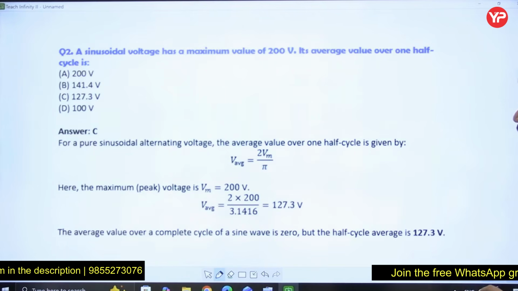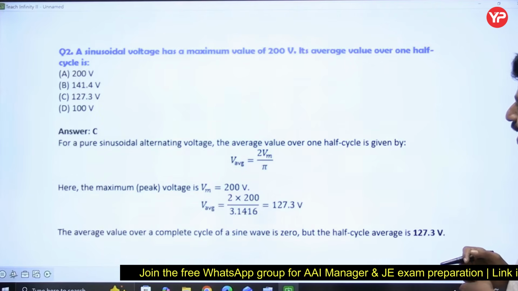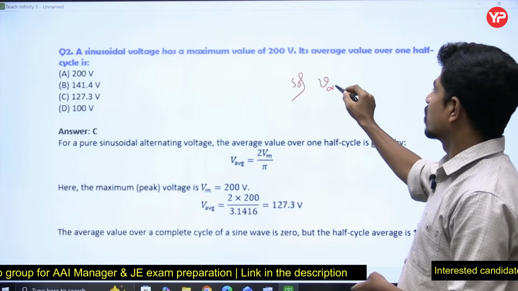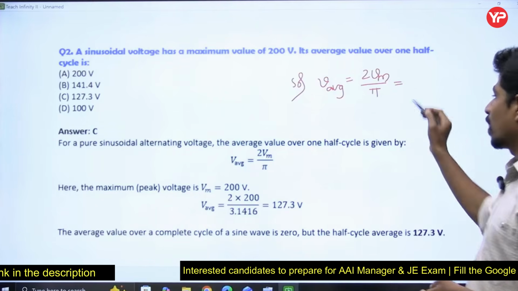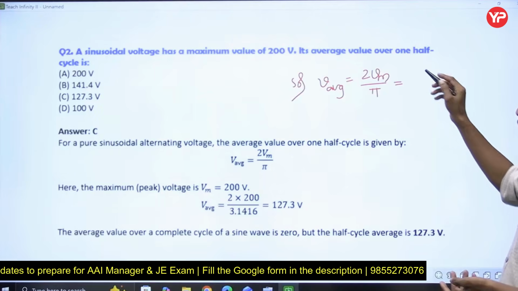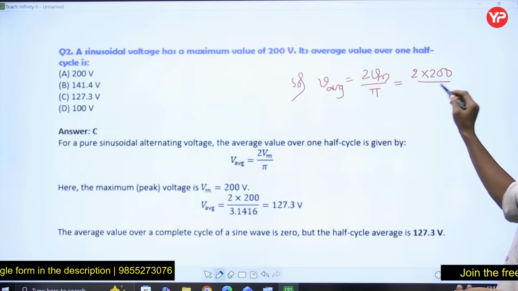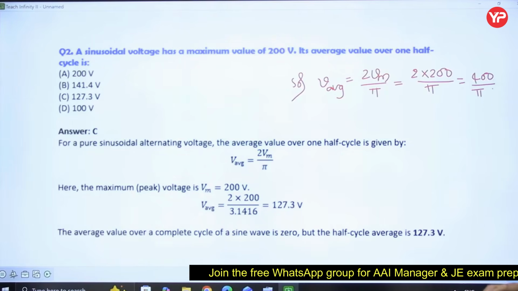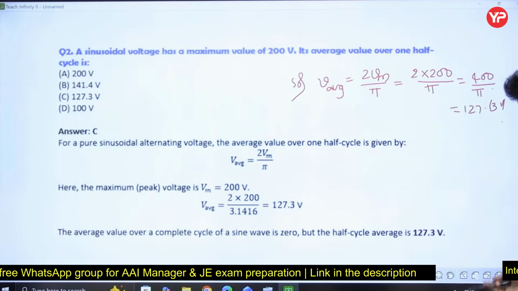A sinusoidal voltage has a maximum value of 200. Its average value over half cycle is, yes, we learned the formula: V average is equal to 2 Vm by pi. Just now we took 2 Vm by pi. I gave you the formula also, but the mathematics I did not do, which is just the integration divided by the time period of 2 pi, with Vm given as 200. That is 400 by pi. If you calculate it, you will get 127.3 volts, right? The option is C.